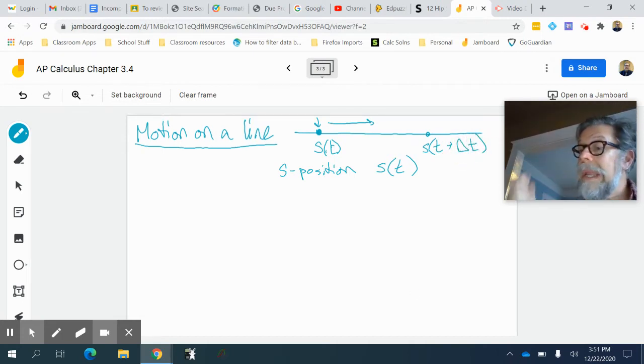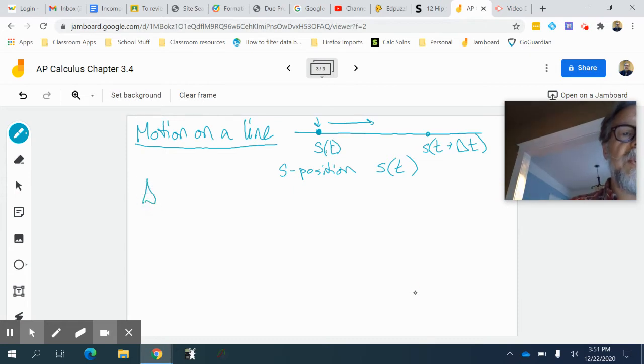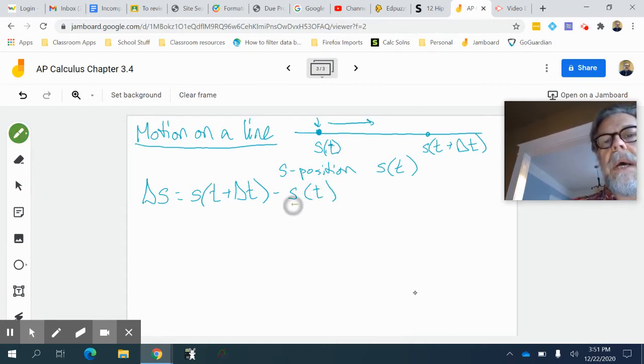And of course, we can think of the change in position as being, where was I when I finished, minus where was I when I started. And this is fairly important. This is pretty key here. Routinely, students forget to subtract that starting position when they're dealing with these kinds of problems.